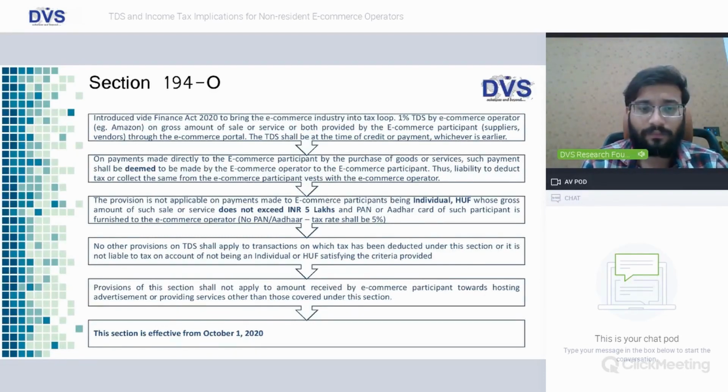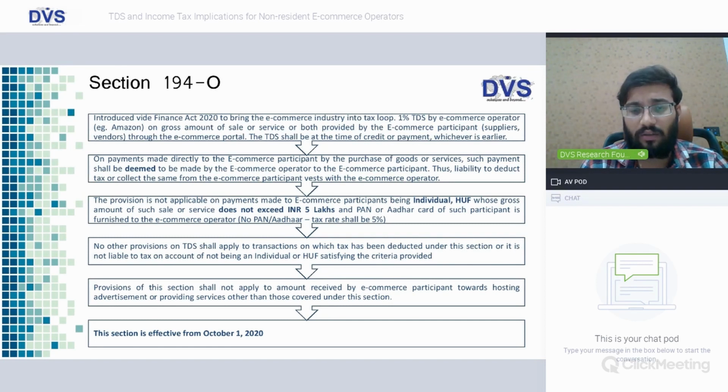TDS shall be applicable. The provision is not applicable on payments made to e-commerce participants being individual or HUF, if the gross amount of such sale or service does not exceed 5 lakhs, and PAN or Aadhaar card of such participant is furnished. So a 5 lakh threshold has been provided if PAN or Aadhaar card is provided along with the other details. And again, it is applicable only for e-commerce participants being individual or HUF. For LLP, firm or company, there is no specific exemption provided. In case no PAN or Aadhaar is available, the tax rate would be 5%.